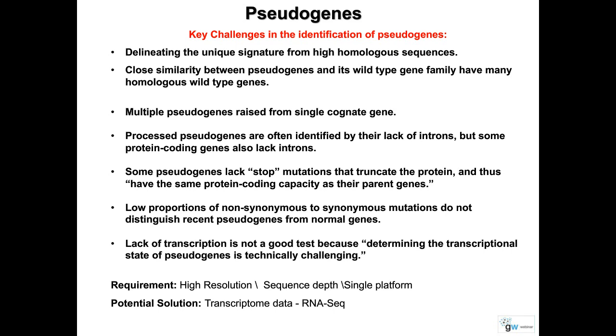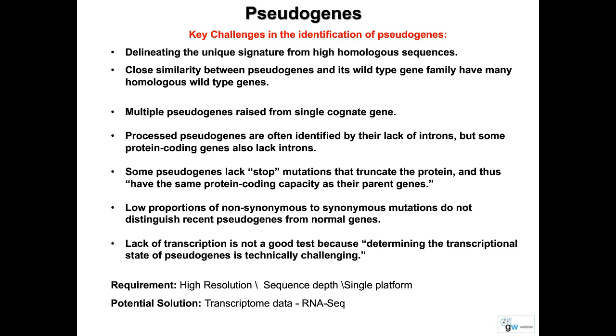It is because of the close similarity between pseudogenes and their wild type gene; the family has many homologous wild type genes. And I will show you some examples. It is not always that one pseudogene is derived from one wild type gene. Sometimes more than one pseudogene will be generated over a period of several million years of evolution. We found that some genes have more than 15 or 20 pseudogenes located in different locations in the genome.